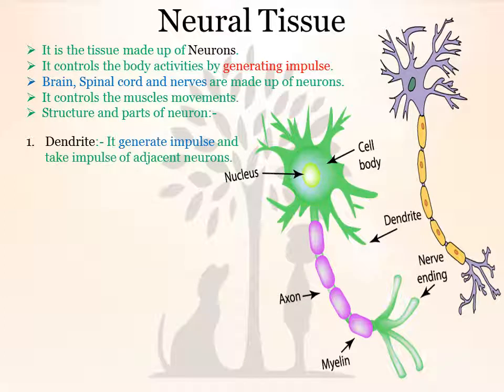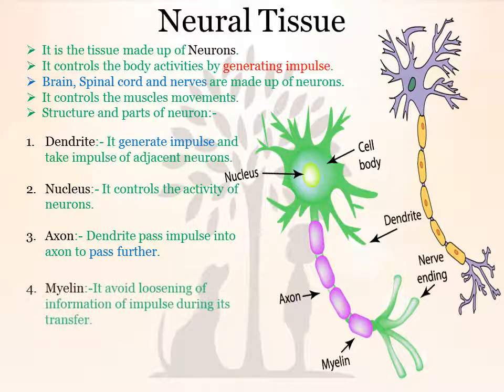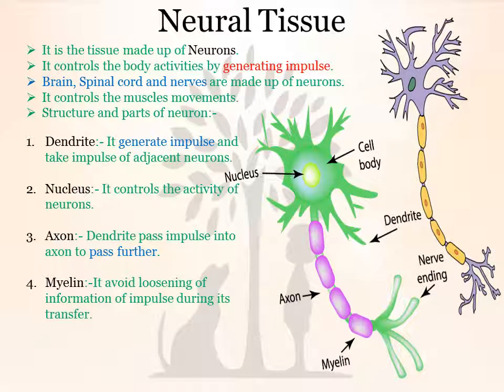The first is dendrite. What is the function of dendrite? It generates impulses and takes impulses from the adjacent neuron. Nucleus controls the activity of the neuron. Axon: dendrite passes the impulse into the axon and the axon passes it further. Myelin avoids loss of information of the impulse during its transfer.